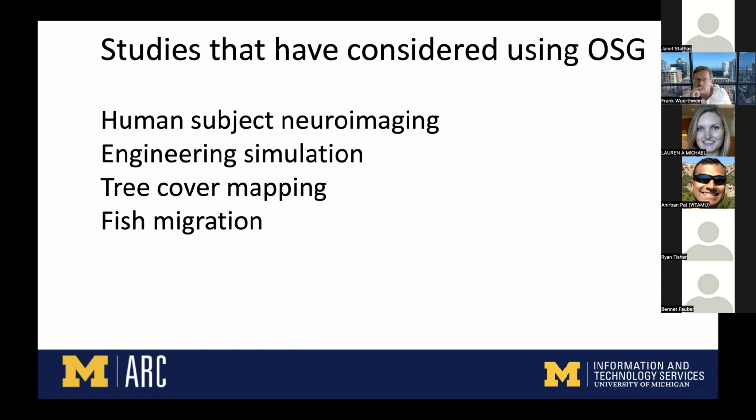Here at Michigan, we have had a few more subjects in this, but these are the primary ones. As I've been saying all along, human subject neuroimaging. People came to us to see about OSG. We've had some people from engineering simulations talk to us. And then we've had two projects from the School of the Environment, one which is doing tree cover mapping and one which is doing a fish migration project.